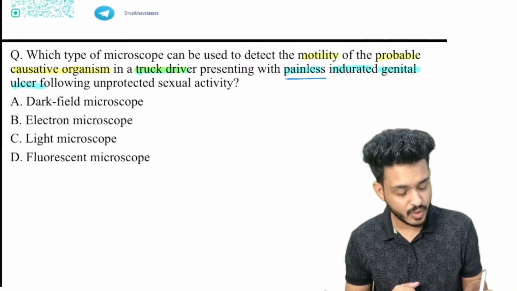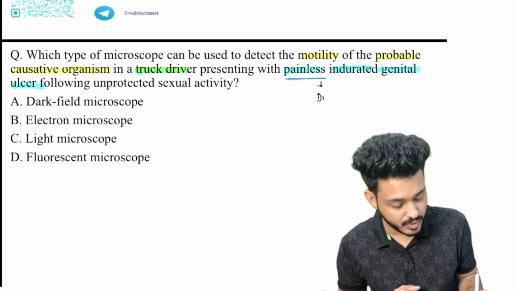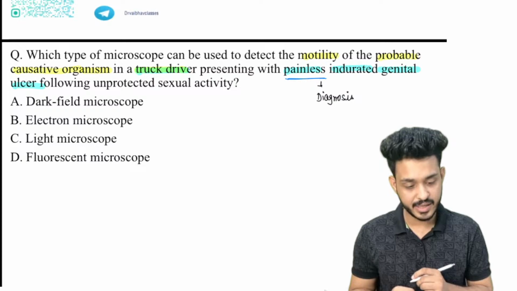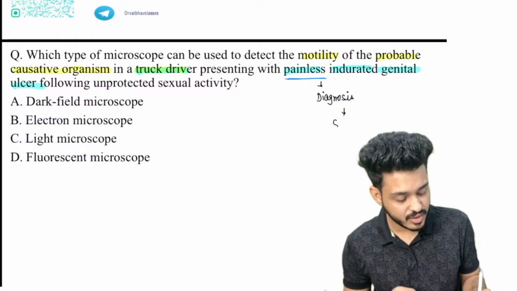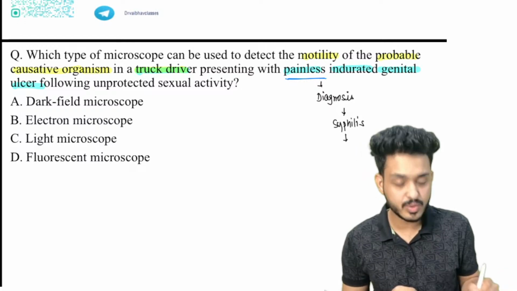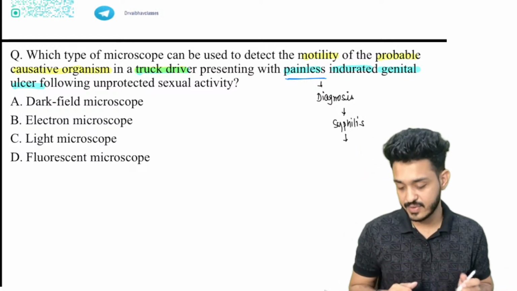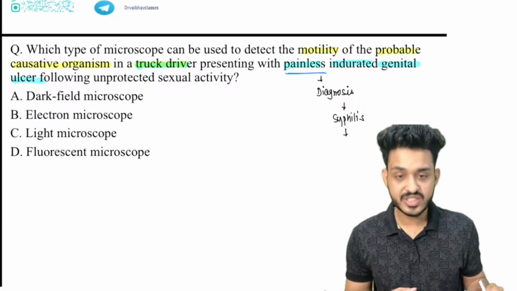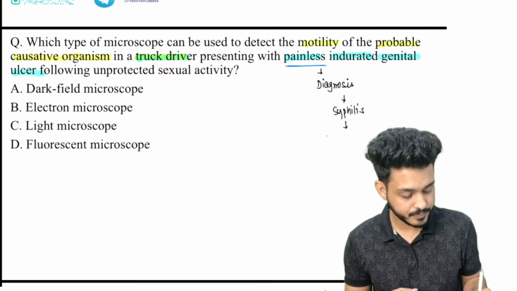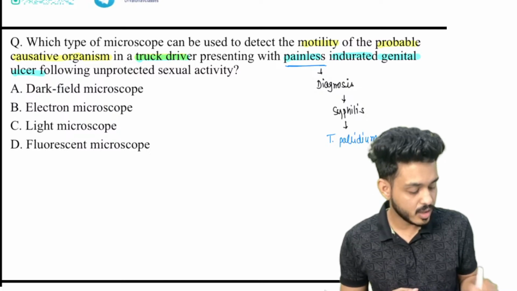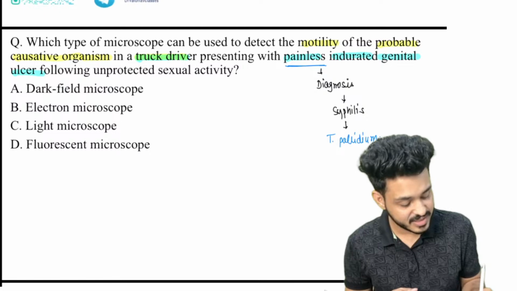First of all, I want you guys to make the diagnosis. So what is the diagnosis over here? This is a case of syphilis. Very good. And what is the causative agent for syphilis? The causative agent for syphilis will be Treponema pallidum, and remember it is a spirochete, guys.